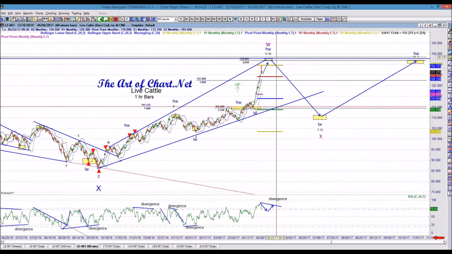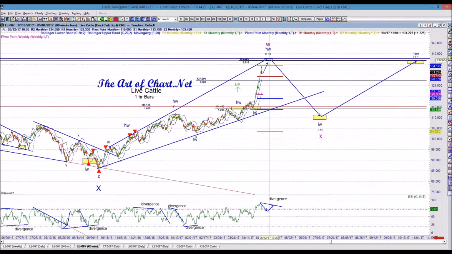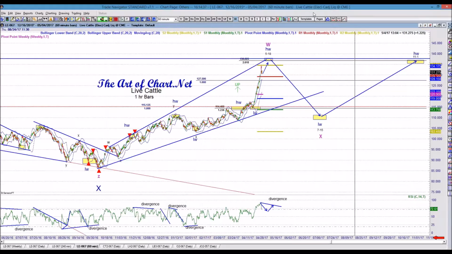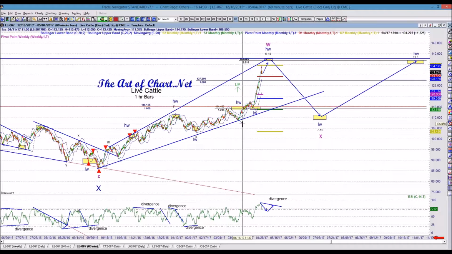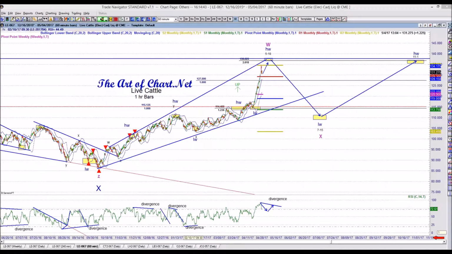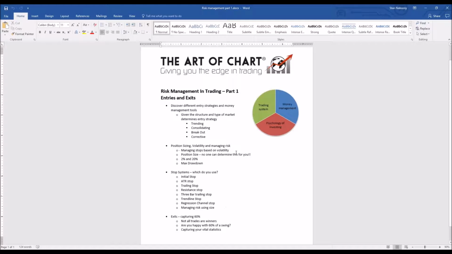So this is a game of risk, and we have to look for the right setup, wait for the reversal pattern, manage our risk, know what we're going to lose ahead of time before we enter the trade. Okay, and then execute the trade and then manage it. So that's live cattle. That's just an example of what I'm talking about when I talk about managing stops based on volatility, and I'm giving you an example of a corrective trade.